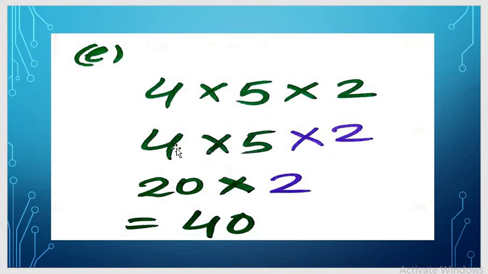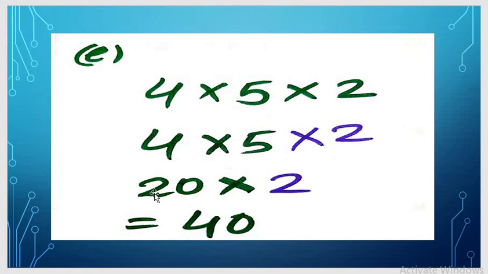Again I'll repeat: 4 1s are 4, 4 2s are 8, 4 3s are 12, 4 4s are 16, 4 5s are 20, and then 2 as it is. So first of all we write 4 5s are 20, then multiply by 2.